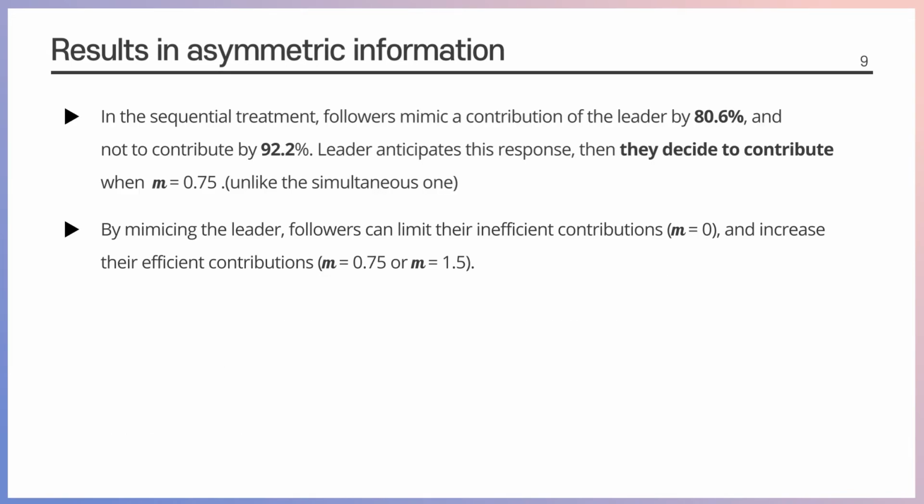In the sequential treatment, followers mimic a contribution of the leader 80.6% of the time and do not contribute 92.2% of the time. The leader anticipates this response, then decides to contribute when M is 0.75. It is the big difference compared to the simultaneous one. Just by observing what leaders choose, followers decide to change their mind. First, leaders' contribution rate goes up, and we can see the followers' contribution rate jumped over the simultaneous treatment.